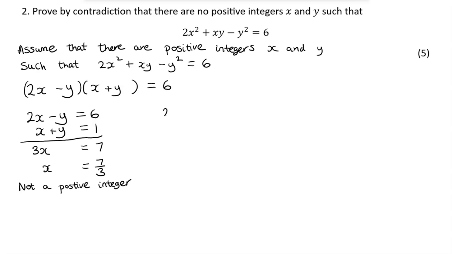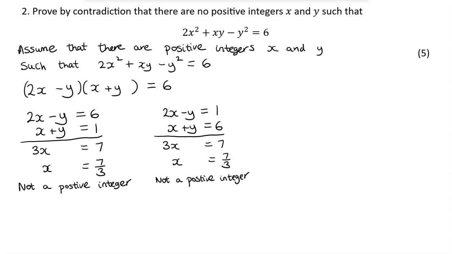Okay, scenario number 2, 2x minus y equals 1 and x plus y equals 6. Well, let's add them together. And yet again, you get that x is 7 over 3, and that is not a positive integer. That didn't work. So now let's look at scenario number 3.